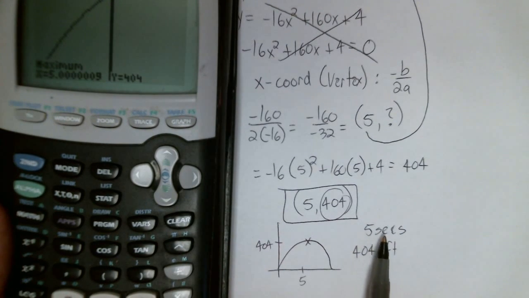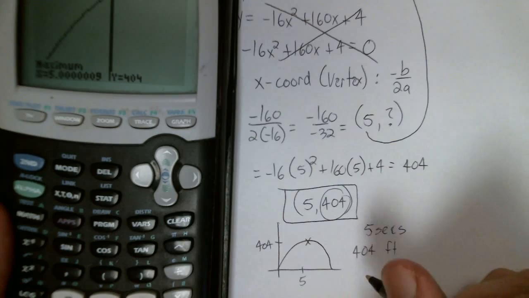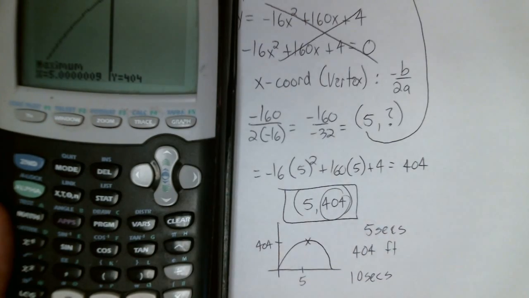And by the way, if my vertex is 5, 404 and it takes 5 seconds to reach the height, how long will it take till it hits the ground? It's going to be double that, right? So in 10 seconds, it's going to come back down and hit the ground.